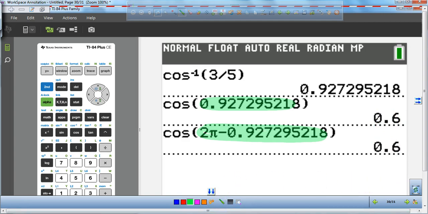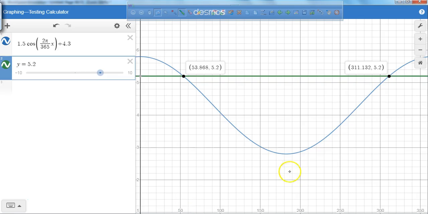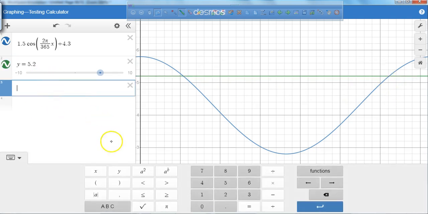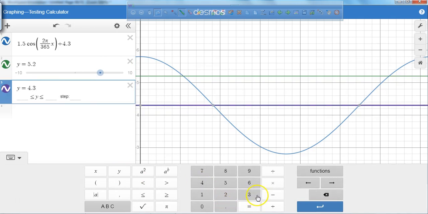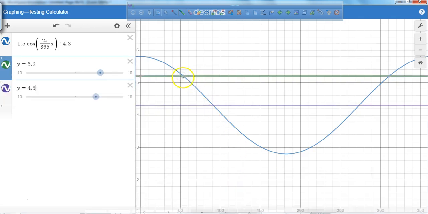All right, so when we go to Desmos and we type everything in, here's our original equation. Here is y equals 5.2. And you'll see the very first day that it hits it is at 54 days, and the second day is 311 days. Now the midline, let me make sure you guys understand, the midline is y equals 4.3. There's the midline. So here's our graph.